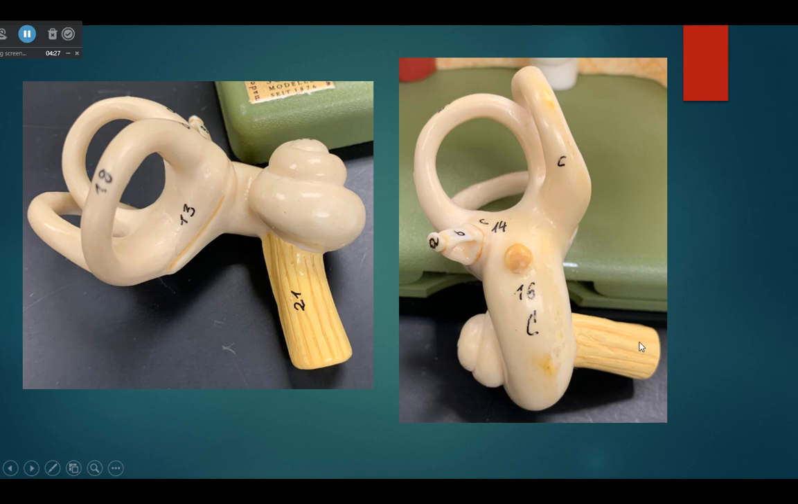And again, we can see the vestibular cochlear nerve, the cochlea, the round window, the oval window, the stapes, and the semicircular canals. We have the posterior semicircular canal, the lateral semicircular canal, and the superior semicircular canal.